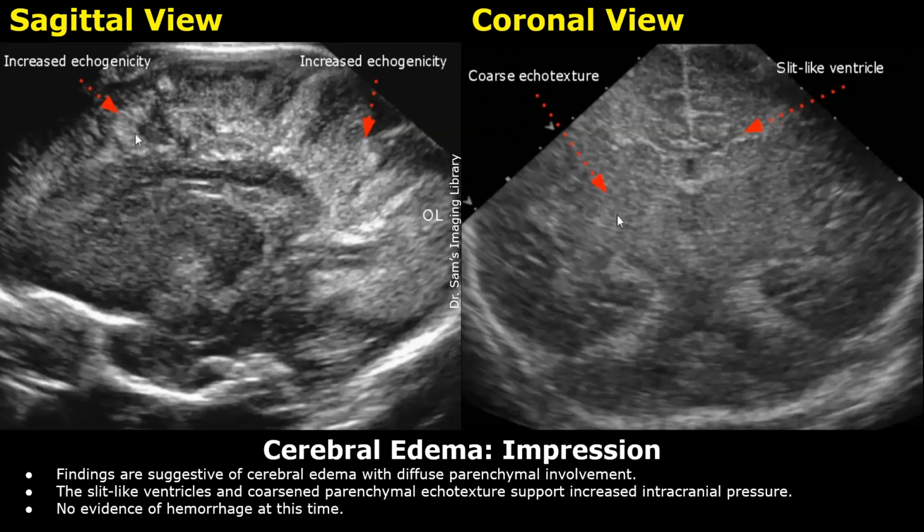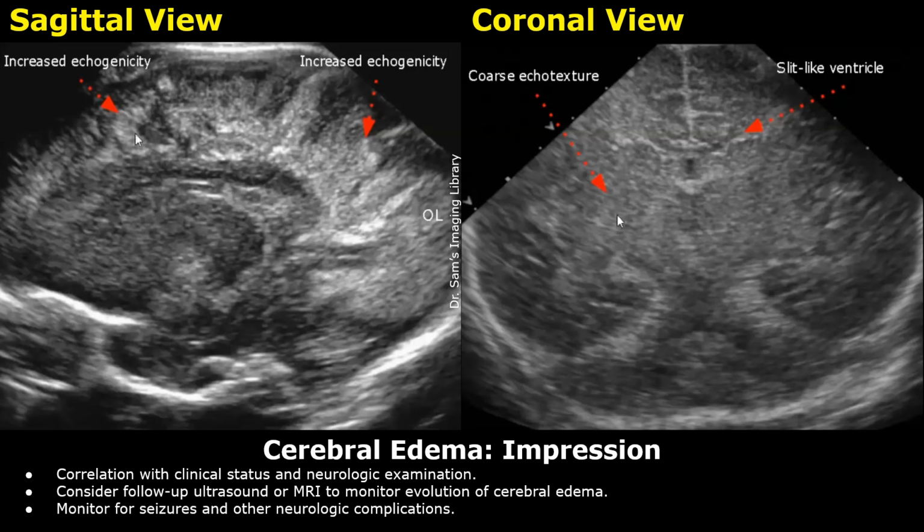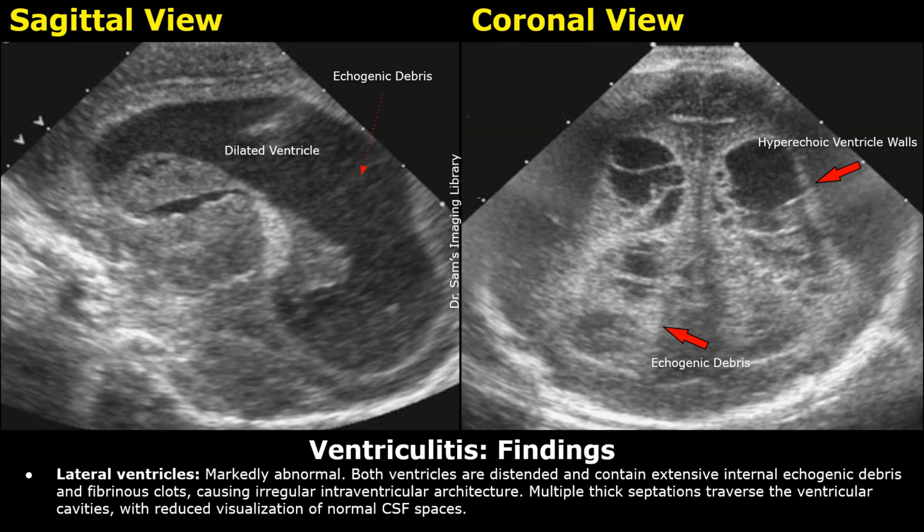No evidence of hemorrhage at this time. Correlation with clinical status and neurologic examination. Consider follow-up ultrasound or MRI to monitor evolution of cerebral edema. Monitor for seizures and other neurologic complications. This is a report about ventriculitis. Here are the findings. Lateral ventricles, markedly abnormal.